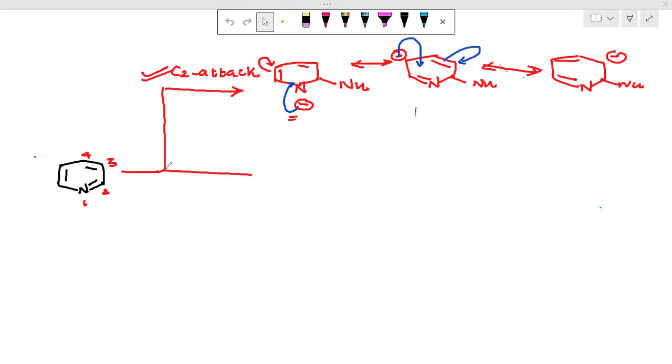Okay, I move on to the third one. Okay, it is the C3 attack. Okay, let's move on to the C3 attack. C3 attack reactions will take place like the nucleophile attacking at the C3 position. Okay, here the attack has happened. So this bond we can write as such.